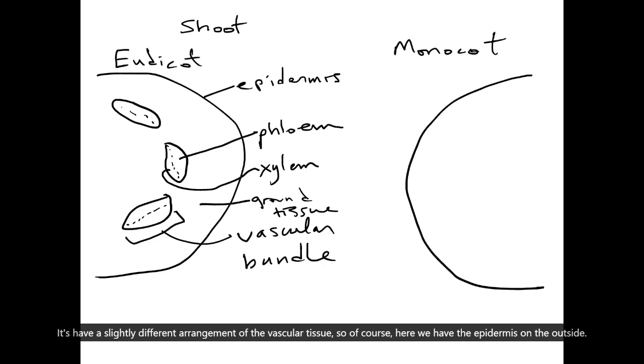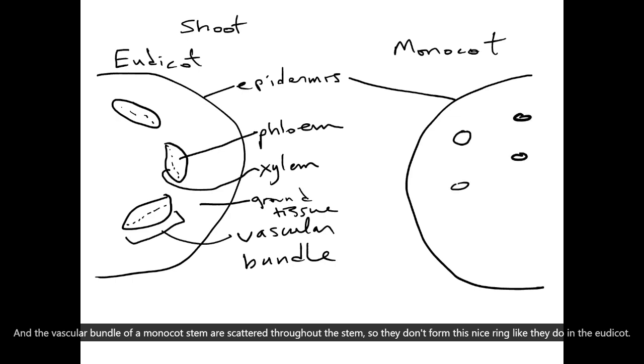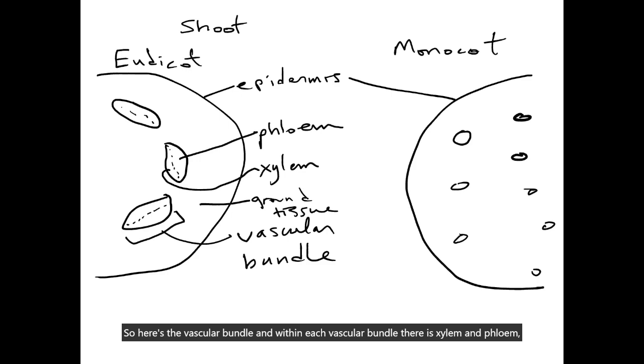So of course here we have the epidermis on the outside, and the vascular bundles of a monocot stem are scattered throughout the stem. So they don't form this nice ring like they do in the eudicots. So here's the vascular bundle. And within each vascular bundle, there is xylem and phloem once again tends to be toward the outside, and xylem tends to be toward the inside.